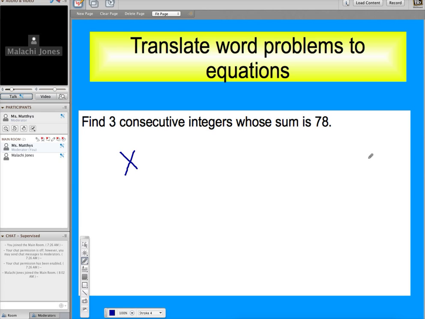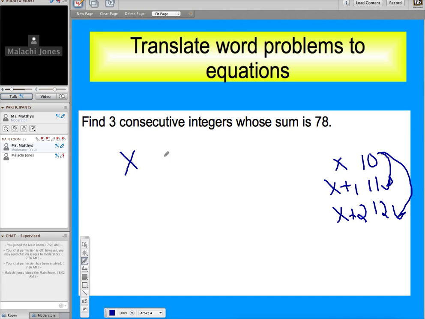Let me put 3 consecutive numbers over here, 10, 11, and 12. If my first one is x, okay? All right, well, how do I get from 10 to 11? What do I add? Add 1. So this one would be x plus 1. Okay. Now, how do I get from 10 to 12? Add 1. Oh, add 2. Very good.